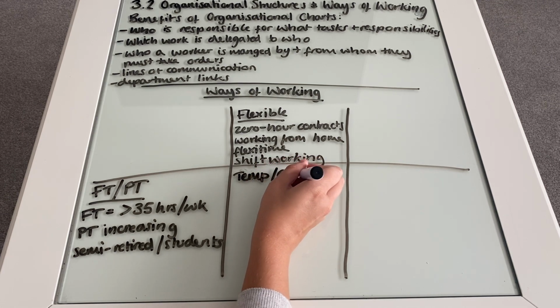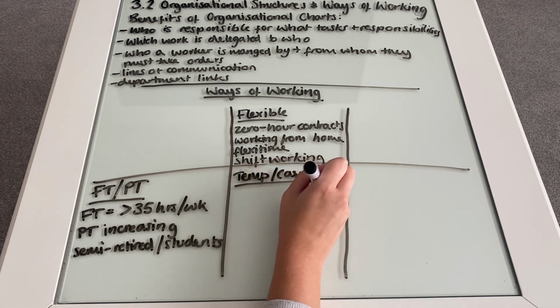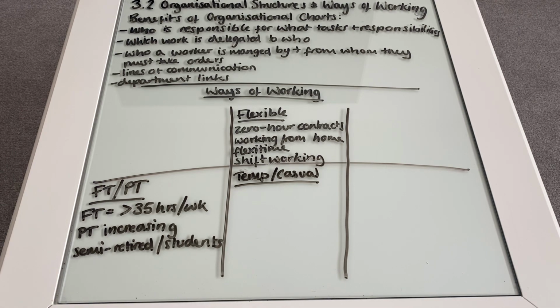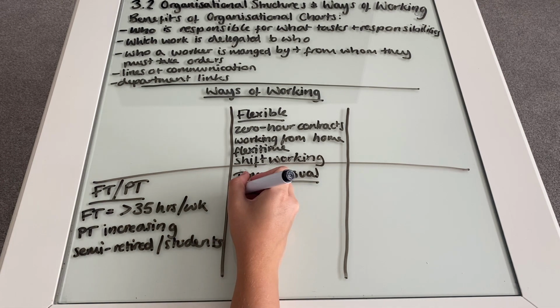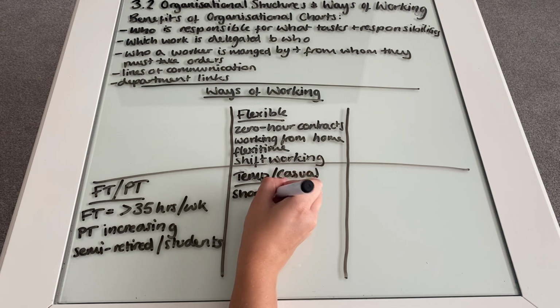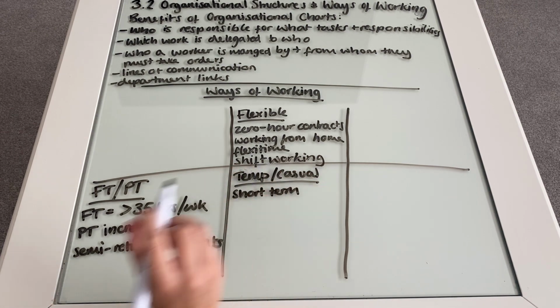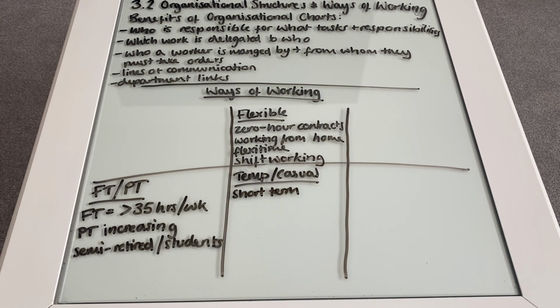Or casual labour, it's sometimes called. So I'm going to put that in there as well. Temporary work or casual labour. This is short term, usually on fixed term contracts. So, okay, you're going to work for us, but you're only going to work for us for 6 weeks. Okay, you're going to work for us, but you're only going to work for us for the summer holidays.